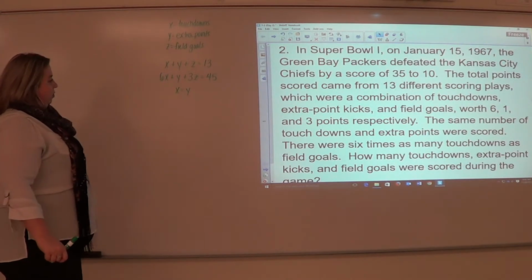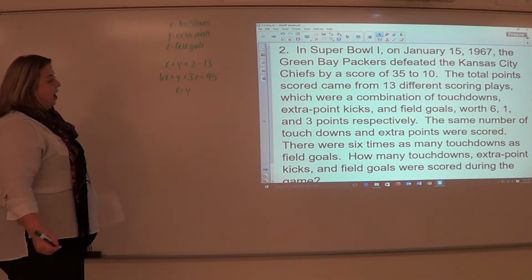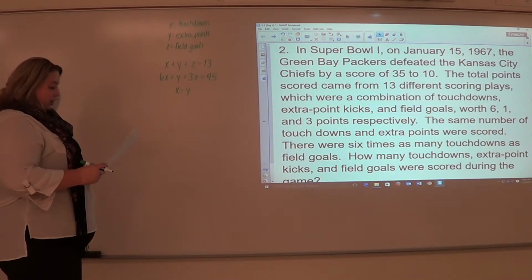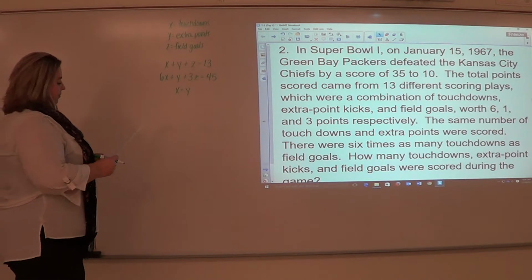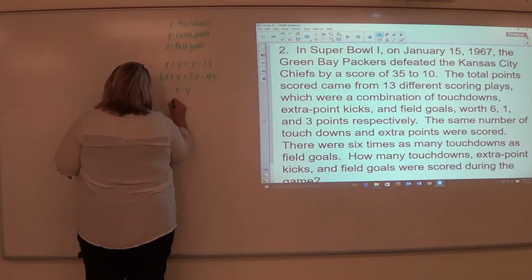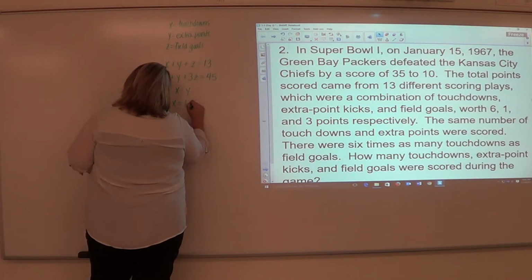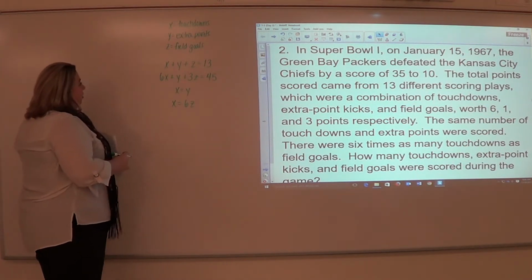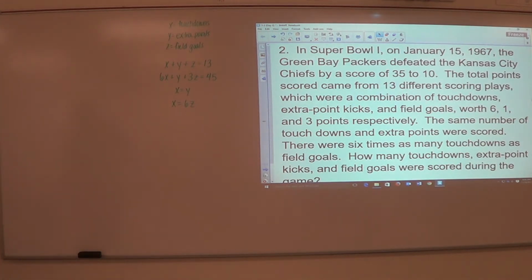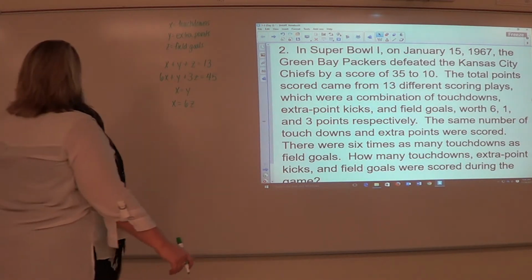Okay, and you actually could use one more equation. You don't have to. You just have to have 3 equations because there's 3 things. But what about the other one? There were 6 times as many touchdowns as field goals. That means if you take your field goals times 6, that's going to be how many touchdowns you have. Now you only need to use 3 equations in order to solve this.